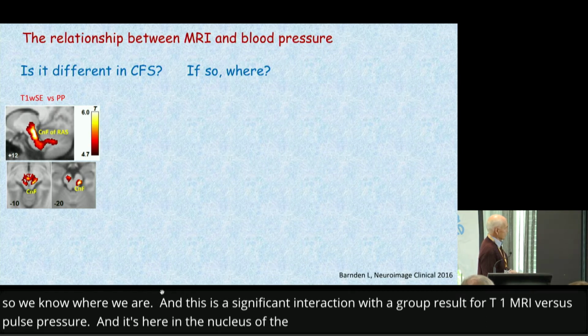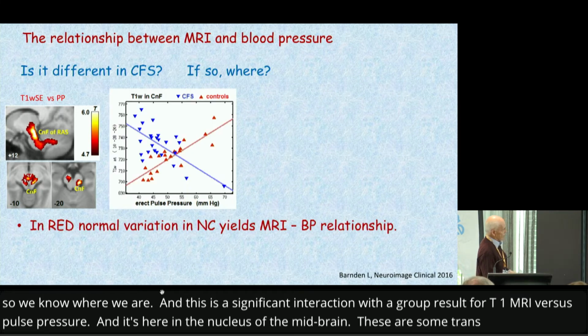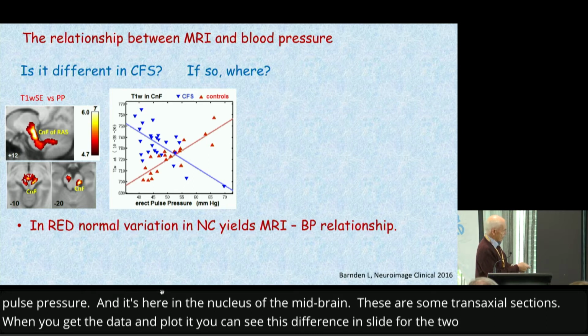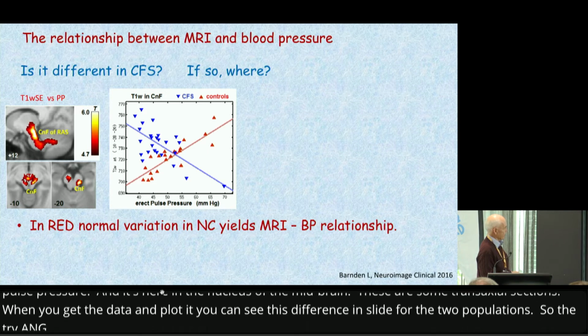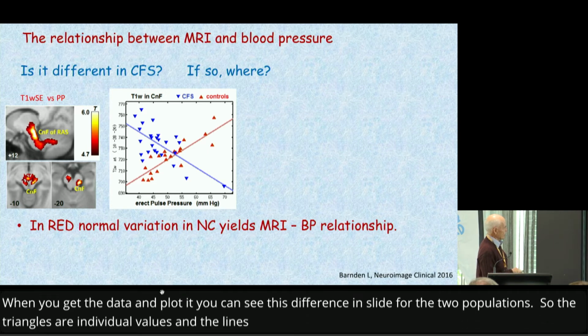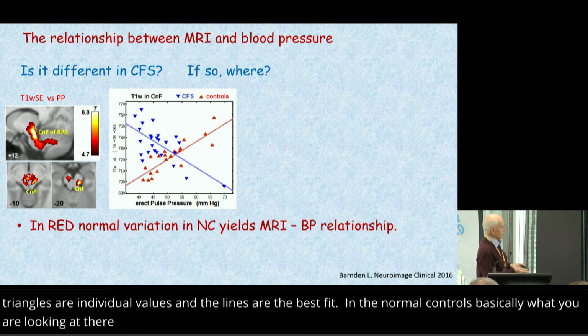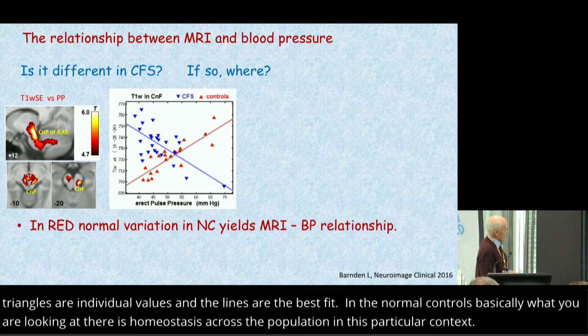These are some transaxial sections. And when you extract out the data for the individuals and plot it, you can see this difference in slope for the two populations. So the triangles are the individual values and the lines are the best fit. In the normal controls, basically what you're looking at there is homeostasis across the population in this particular context. And it's different in CFS.